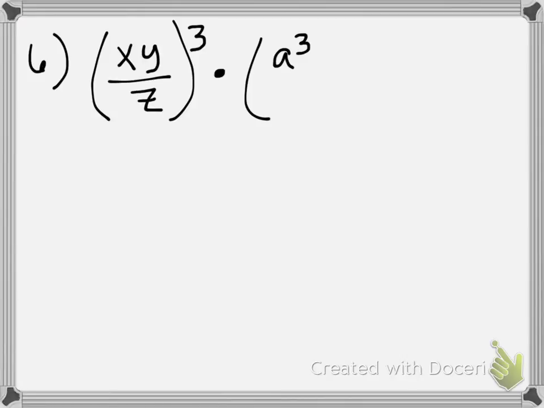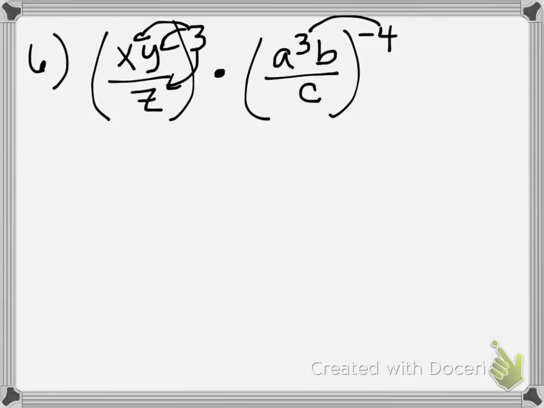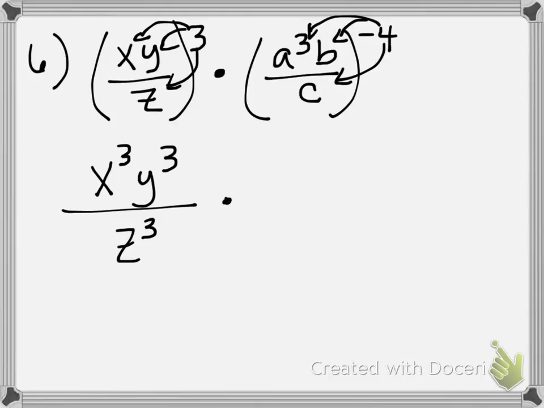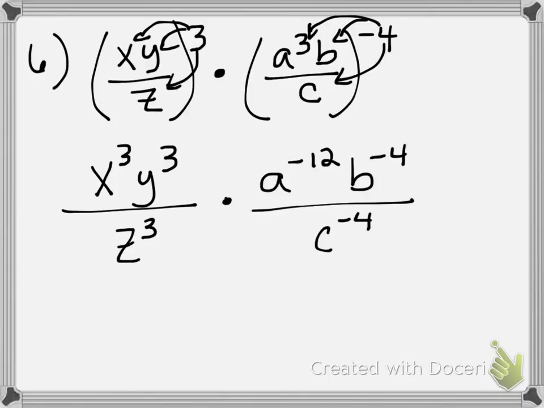Number 6, I have x, y over z, all raised to the 3rd power, times a to the 3rd b, all over c, raised to the -4th. So before I multiply, I'm going to have to distribute all of these exponents. Okay. So I'm going to have x to the 3rd, y to the third, z to the third, so nothing too crazy there, times a to the negative 12th, b to the negative 4th, all over c to the negative 4th.